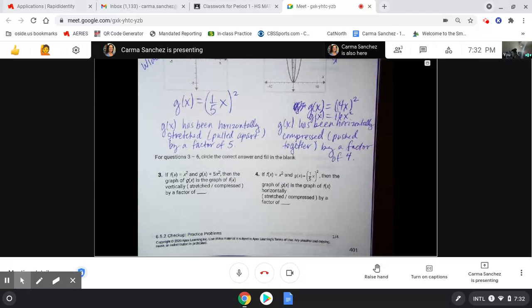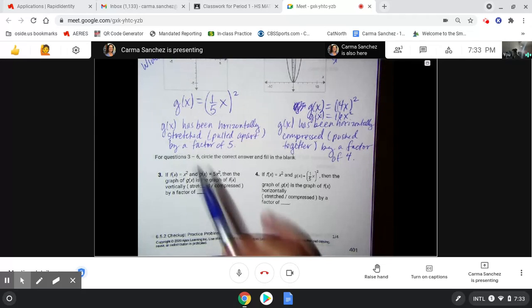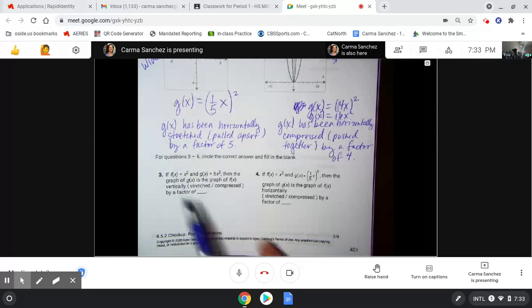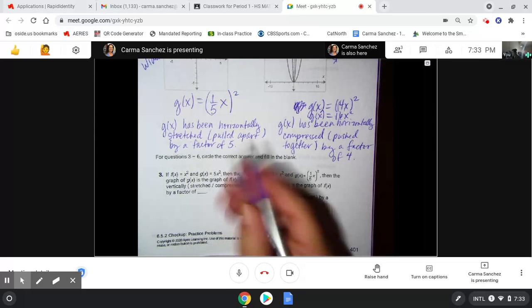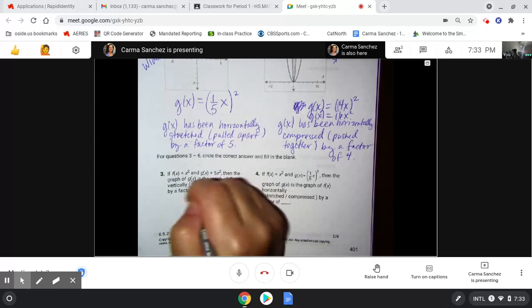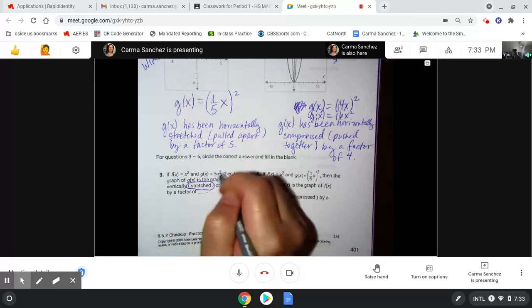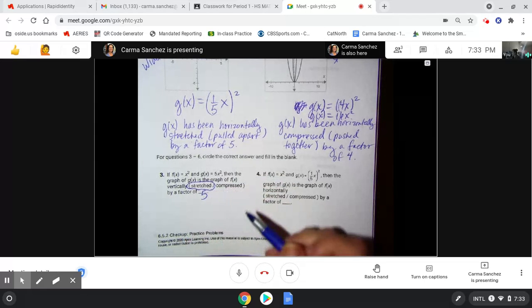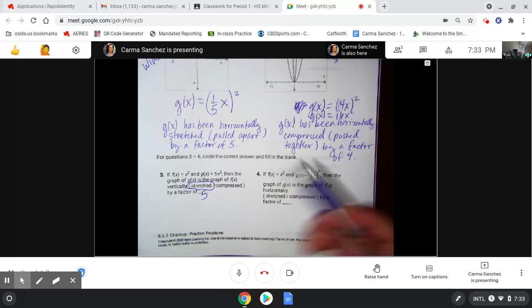Okay, let's look at this next one. If f of x equals x squared and g of x equals 5x squared, then the graph of g of x is the graph that is vertically whatted by a factor of 5. And so if there's a 5 in front of the x squared, it's been vertically stretched by that factor of 5.